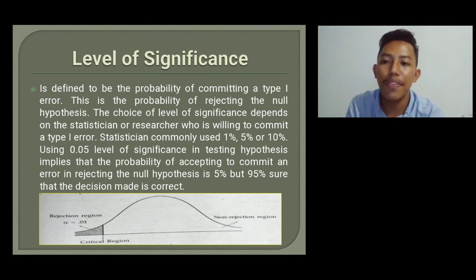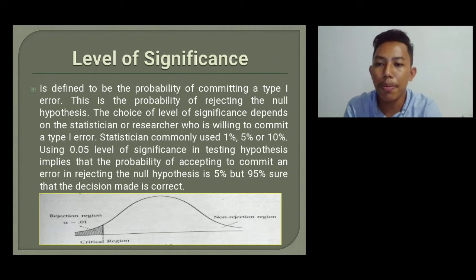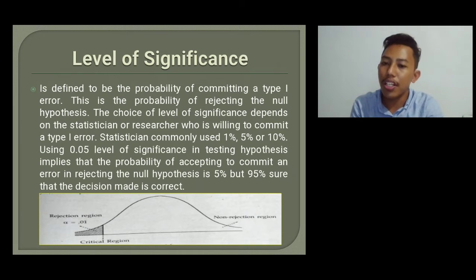The next one is the level of significance. It is defined to be the probability of committing a type 1 error. This is the probability of rejecting the null hypothesis when it is true. The choice of level of significance depends on the statistician or researcher who is willing to commit a type 1 error. Statisticians commonly use 1%, 5%, or 10%. Using 0.05 level of significance in testing hypothesis implies that the probability of committing an error in rejecting the null hypothesis is 5%, but we are 95% sure that the decision made is correct.